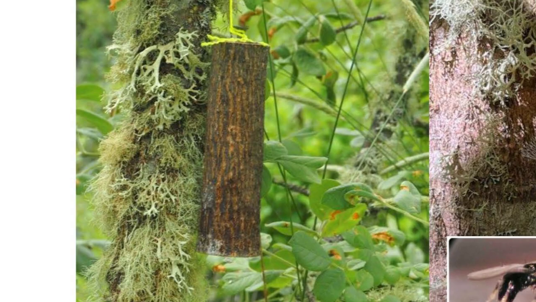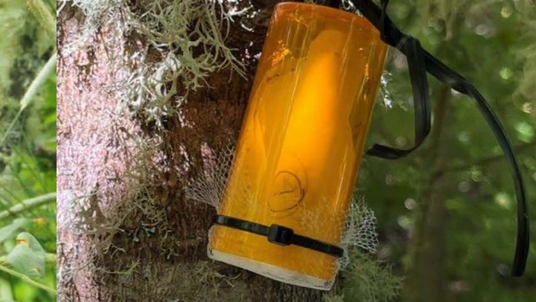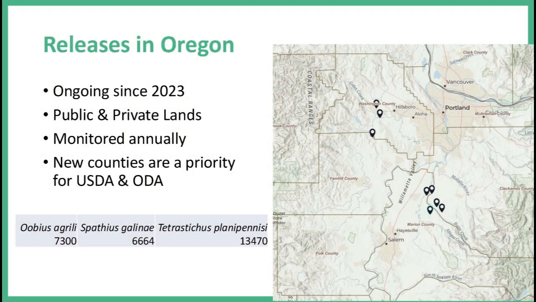We'll also release live adults when the time is right and the rearing facility has them. And then finally, we'll also release Oobius, the egg parasitoid, in what the rearing facility calls oobinators, which are a little pill bottle stuffed with EAB eggs on paper media with a coarse mesh on the bottom so that Oobius can emerge out. So far to date, we've been releasing in Oregon right now in 4 counties. We've been releasing on private and public lands. These sites have been monitored annually so far, and as Colin mentioned, new counties are a priority for both USDA and ODA.